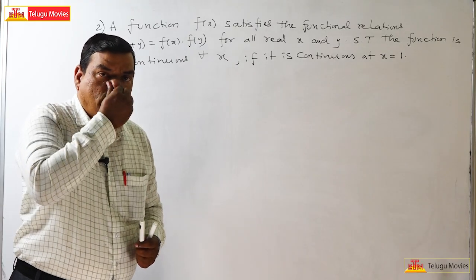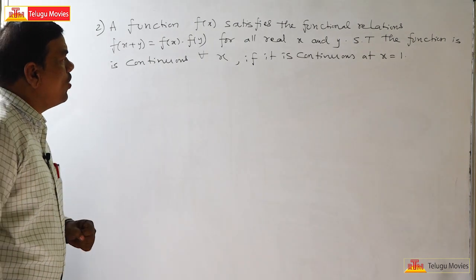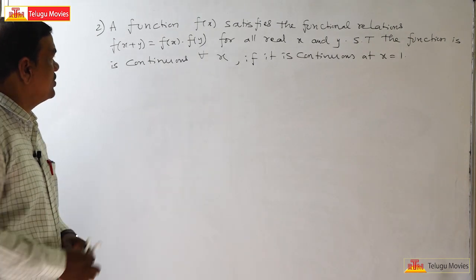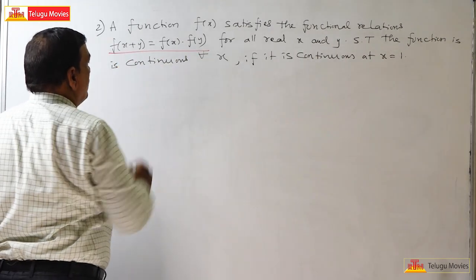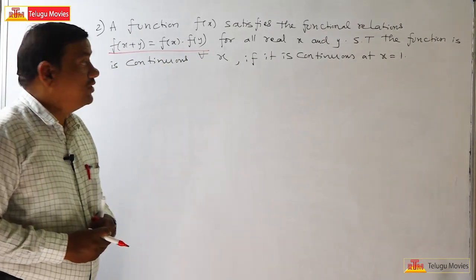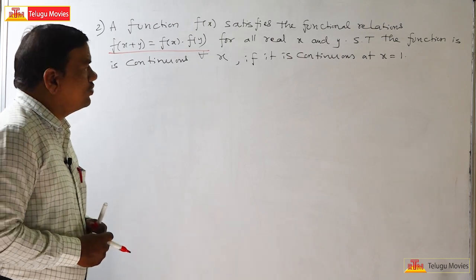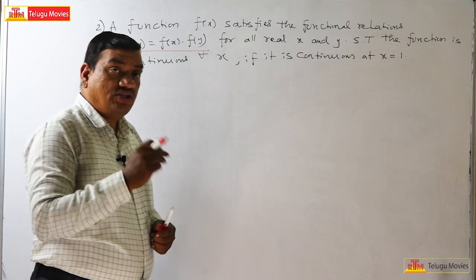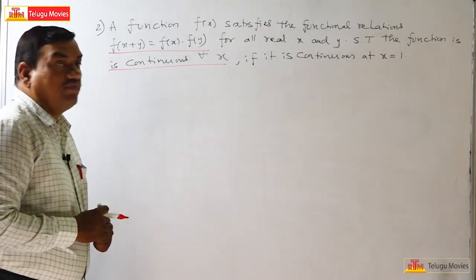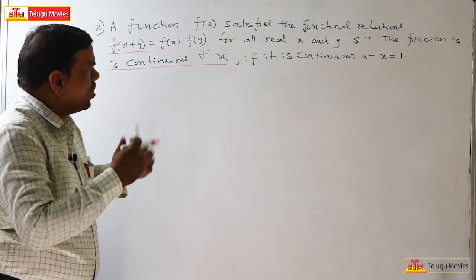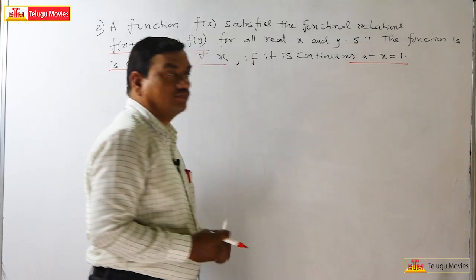Welcome to this theoretically based problem. A function f(x) satisfies the functional relation f(x + y) = f(x) · f(y) for all real numbers x and y. Now, we have to show that the function is continuous for all x. The function is continuous for all x if it is continuous at x = 1.